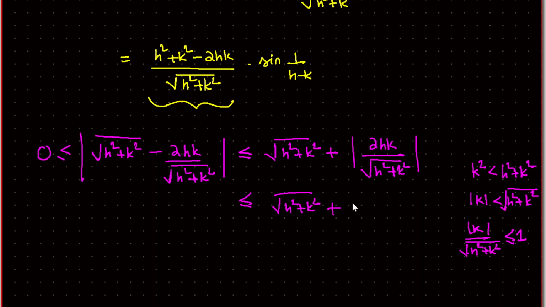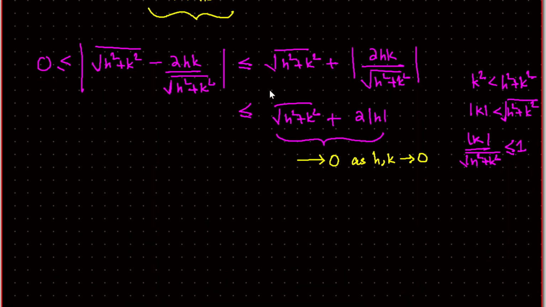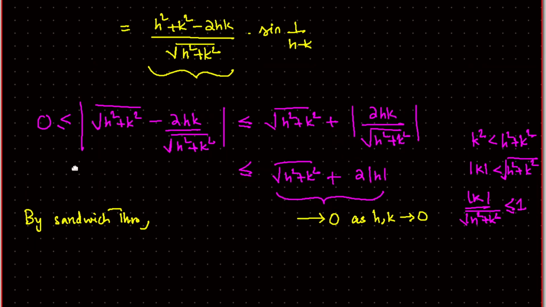Using this we can say that this is less than or equal to 2 times mod h, right? Now observe that this term converges to 0 as h, k goes to 0, right? So what do we have? We have that by the sandwich theorem, the limit of this goes to 0, right?